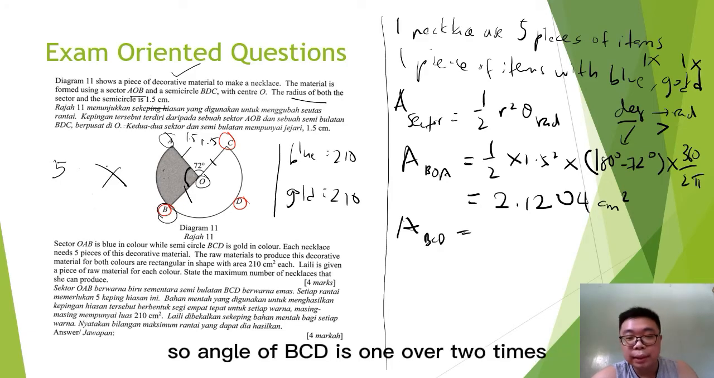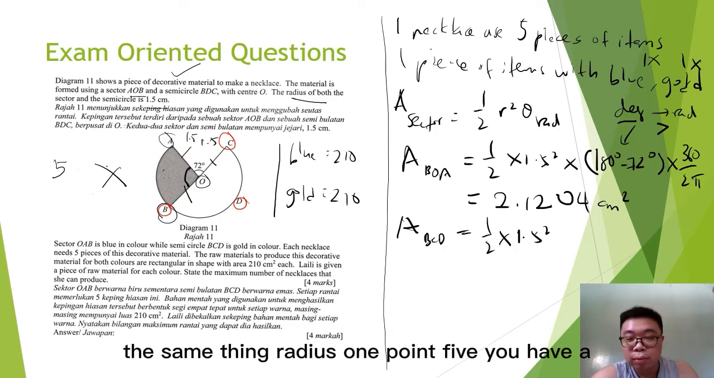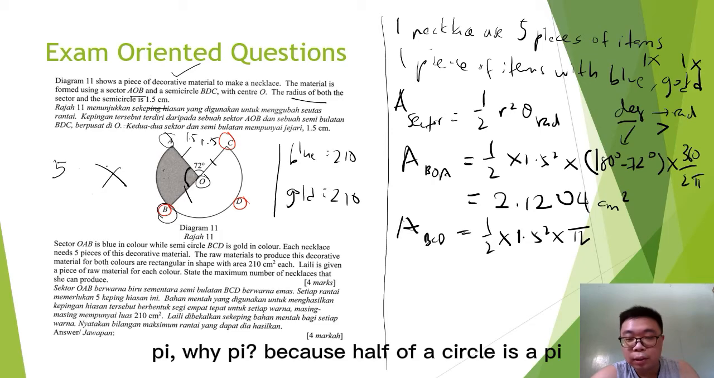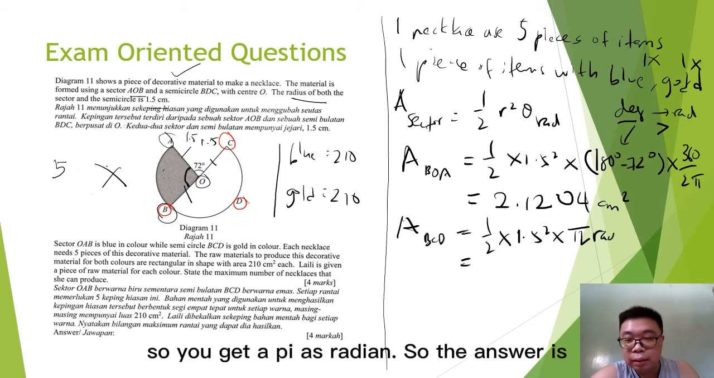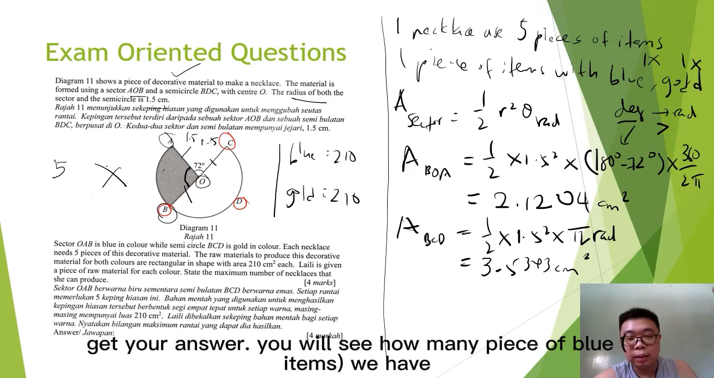Okay, and then another one you want to calculate angle of BCD. So angle of BCD is 1 over 2 times the same thing, radius 1.5. You have the pi. Why pi? Because half of a circle is a pi. So you get the pi radian. Okay, so the answer is 3.5343 centimeter squared. Okay, up to here you will get your answer.